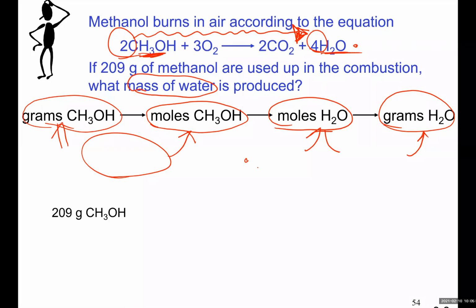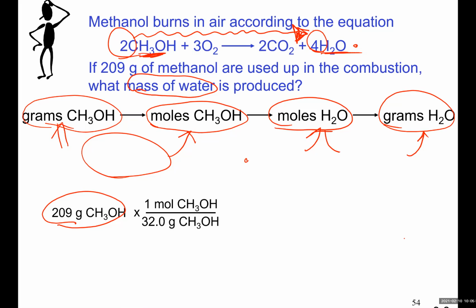So let's do this. Starting material amount 209 grams. I want to convert it to moles. So I want to cancel grams of CH3OH and go to moles of CH3OH. Where do I write grams of CH3OH to be canceled with grams of CH3OH? On the bottom. So these two can now cancel each other. So I'm left with moles of CH3OH, which I'm writing here, right?